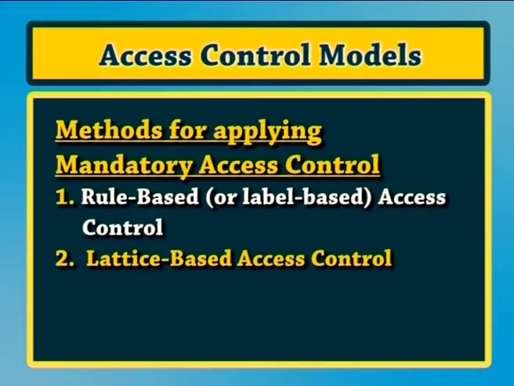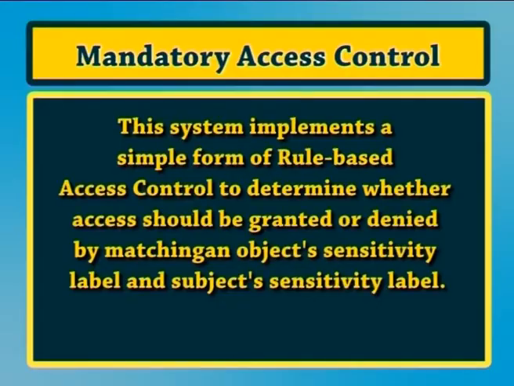Two methods are commonly used for applying mandatory access control. Number 1, rule based or label based access control. This type of control further defines specific conditions for access to a requested object. A mandatory access control system implements a simple form of rule based access control to determine whether access should be granted or denied by matching an object's sensitivity label and subject's sensitivity label.